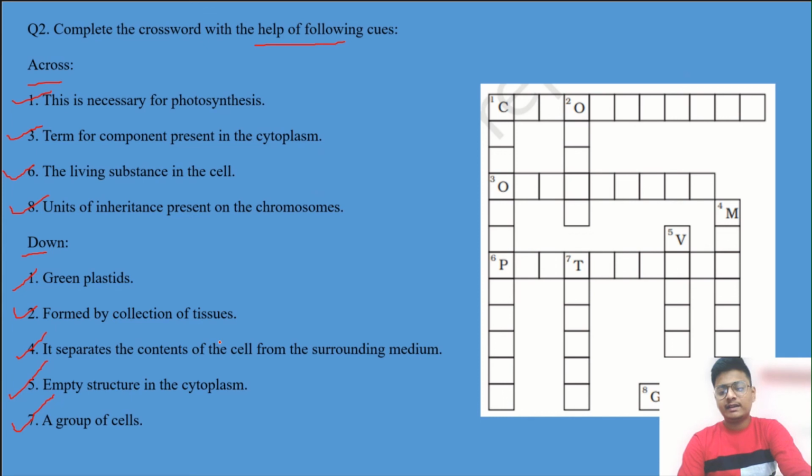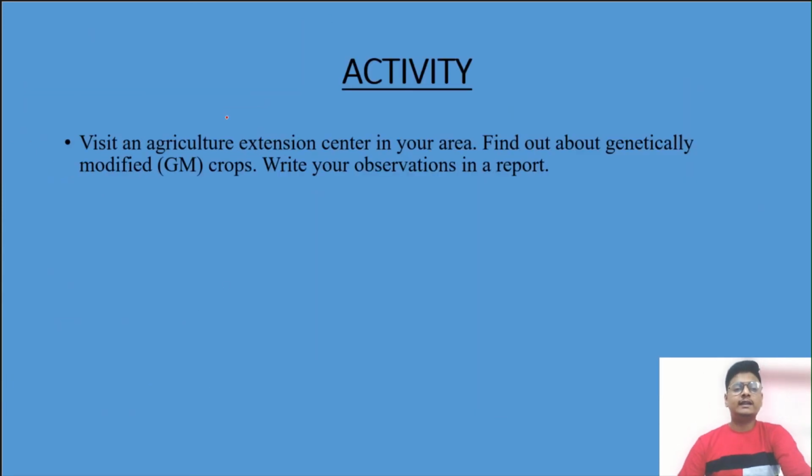Now there is a very interesting activity for you all. You have to visit an agriculture extension center in your area and find out genetically modified crops, meaning GM crops. These are not organic, these are modified, which is very beneficial for us also, because these are hybrid types of crops. And write your observation in a report. You can take the help of the internet and agriculture experts in your area also.